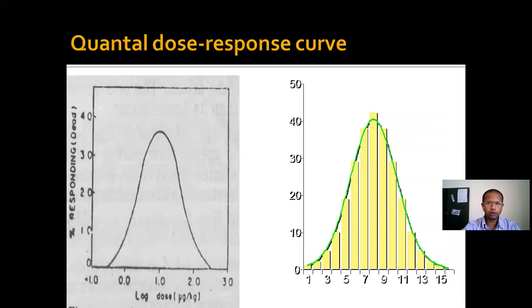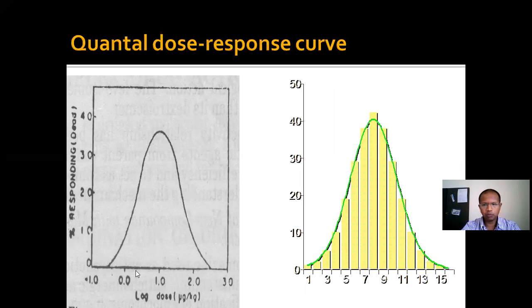So what are we doing here on this basis? It's a bell-shaped curve. Remember, the quantal dose response curve is a bell-shaped curve. Why is it bell-shaped? We can see the center point at which we are getting the response. Okay, so there may be different drugs.